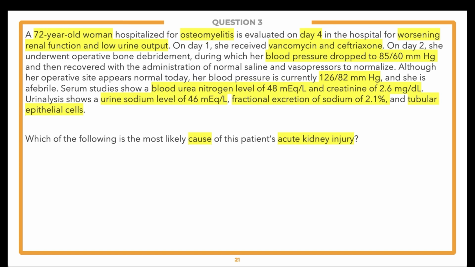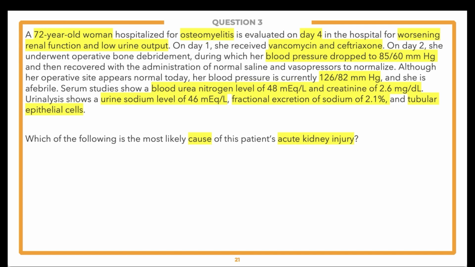You've got a 72-year-old woman, classic osteomyelitis, right? So we know there's some kind of infectious process going on, and 4 days in the hospital, and the kidney's been getting worse and worse. Initially, she was started on broad spectrum antibiotics, which is vancomycin, ceftriaxone, and then she had debridement, and then blood pressure dropped to 85/60. That's pretty important. Required fluids, vasopressors, and she's done better. Now it's 126/82. Now, the BUN is 48 with a creatinine of 2.6.